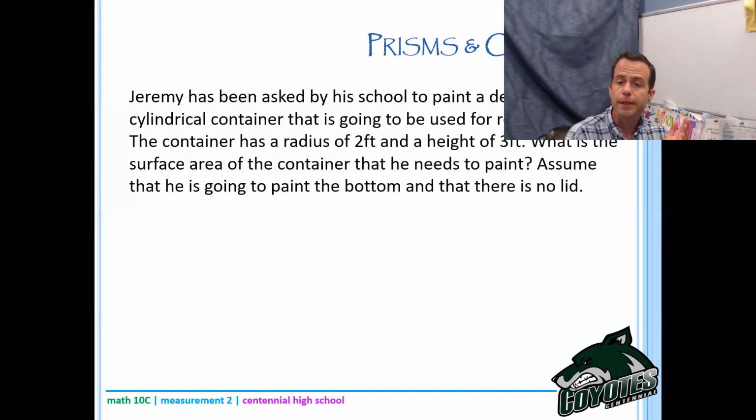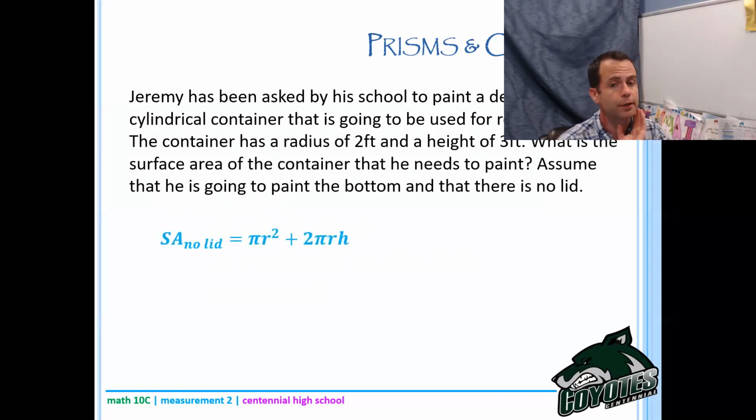Okay, Jeremy has been asked by his school to paint a design on a cylindrical container that is going to be used for recycling cans. The container has a radius of 2 feet and a height of 3 feet. What is the surface area of the container that he needs to paint? Assume that he is going to paint the bottom, but there isn't a lid, okay? So if you think about that, that means there's one circle here that I don't need, okay? So the surface area of a cylinder was 2 circles plus the wraparound. I only need 1 circle plus the wraparound.